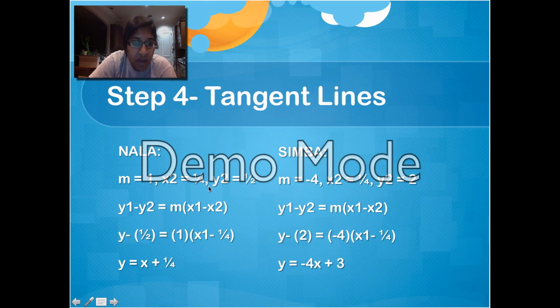And so we're going to plug in the y value over here, and the x value over here, and the slope over here, and we end up with the equation y equals x plus 1/4. And this is the tangent line for Nala. So for Simba, we're going to be doing the same thing, except using these numbers. And once we plug all that in, we get the tangent line to be equal to y equals -4x plus 3.